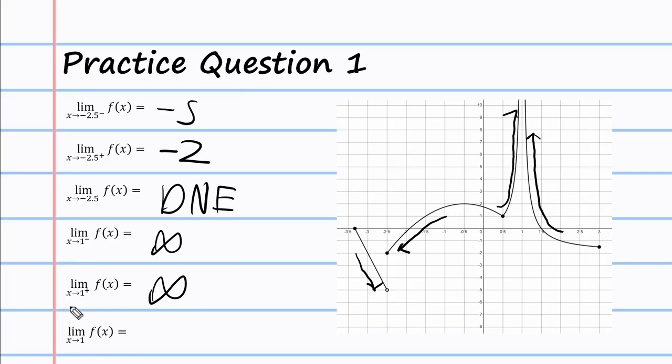So now, what is a two-sided limit? What is the limit as x approaches 1 of f of x, all right? This is a two-sided limit. And because these two are both infinity, we're just going to say that this limit is equal to infinity also. Did you get that right? Let's move on to the next question.